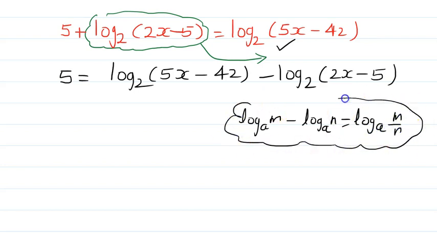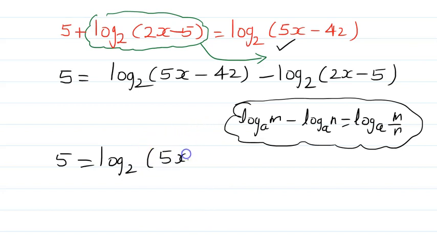This is our rule. So using this rule we can write 5 equal to log base 2 of (5x minus 42) divided by (2x minus 5). So log base 2 of (5x minus 42 divided by 2x minus 5).